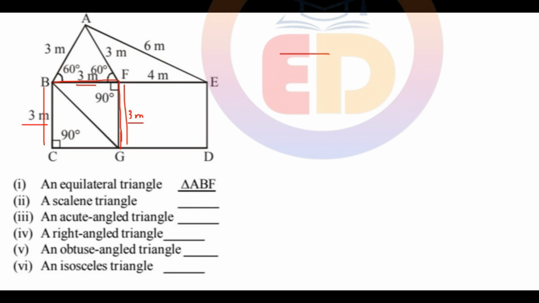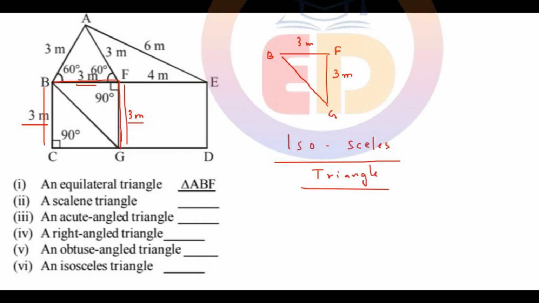So now if I look at this triangle, the two sides are 3 meter and 3 meter. This is B, this is F, this is G. So if two sides are equal, then this is an isosceles triangle. So isosceles triangle will be triangle BFG. Answer to the question number 6.